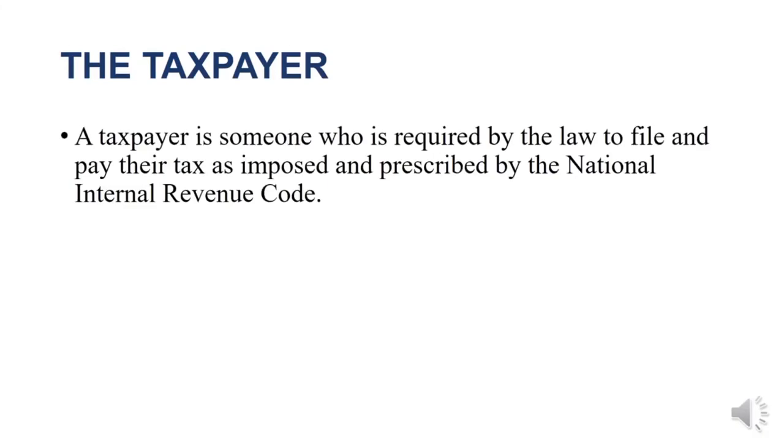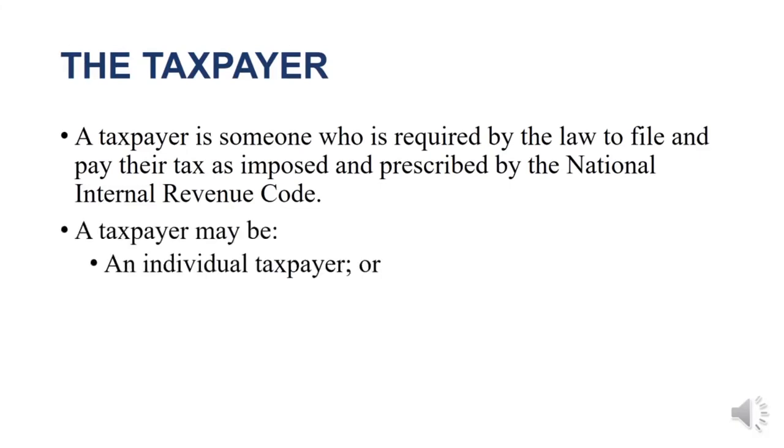So before we begin our computation on what is excluded and what is included in the gross income, let us first understand who is a taxpayer. So a taxpayer is someone who is required by the law to file and pay their tax as imposed and prescribed by the National Internal Revenue Code. A taxpayer may be classified as an individual taxpayer or a corporate taxpayer. When you say individual taxpayer, this is a natural person, of course, with life, living, okay? And when you say corporate taxpayer, this is an artificial being, or it could be a corporation or a partnership.